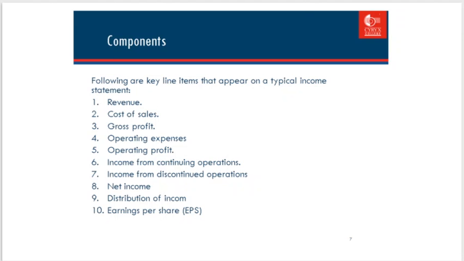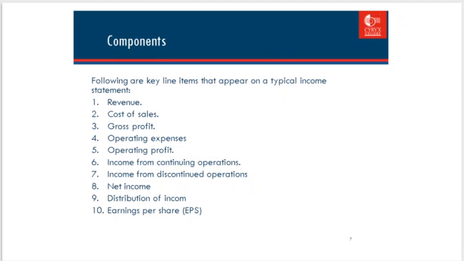Examples include raw materials, salaries of factory or service shop employees, manufacturing facility rent, depreciation of manufacturing equipment, lease rentals on equipment used in manufacturing or service delivery, indirect materials needed for production, etc. Typically, a separate note provides a complete breakup of cost of sales.